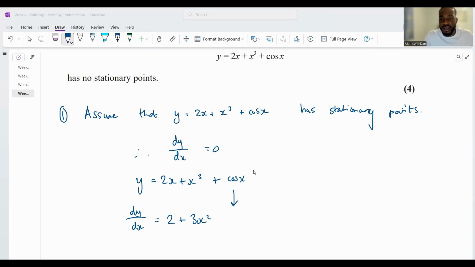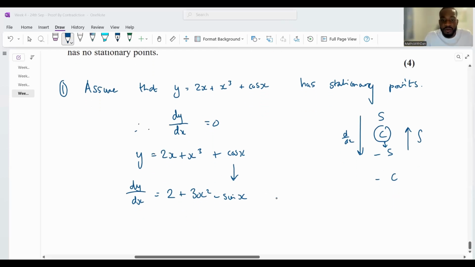If you remember what we did last week, S C minus S minus C. You go down to differentiate, you go up to integrate. So because we want to differentiate cosine, cosine is here. We go down one to minus sine. So it differentiates to minus sine x. Is everybody happy with that? Yeah, good stuff. Brilliant. So this must equal zero.